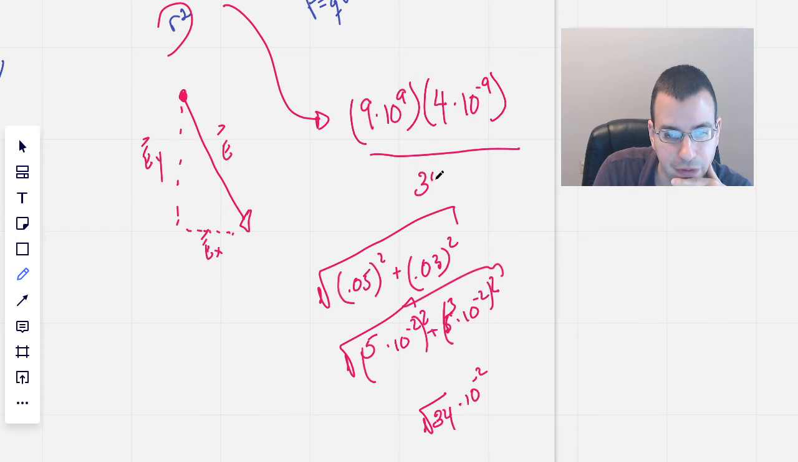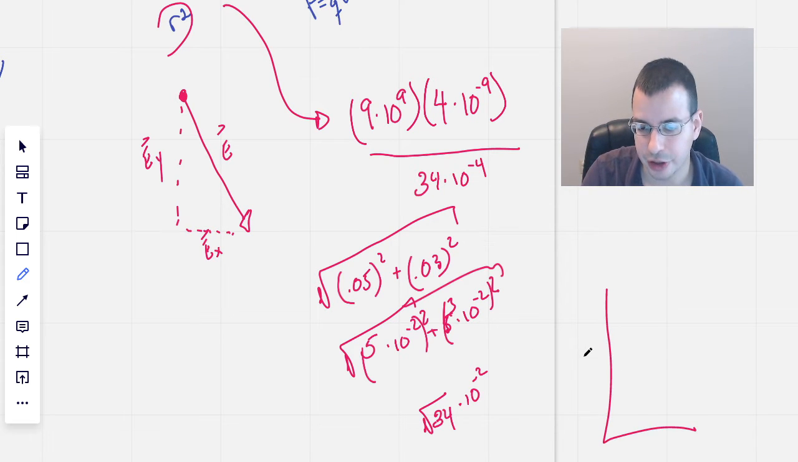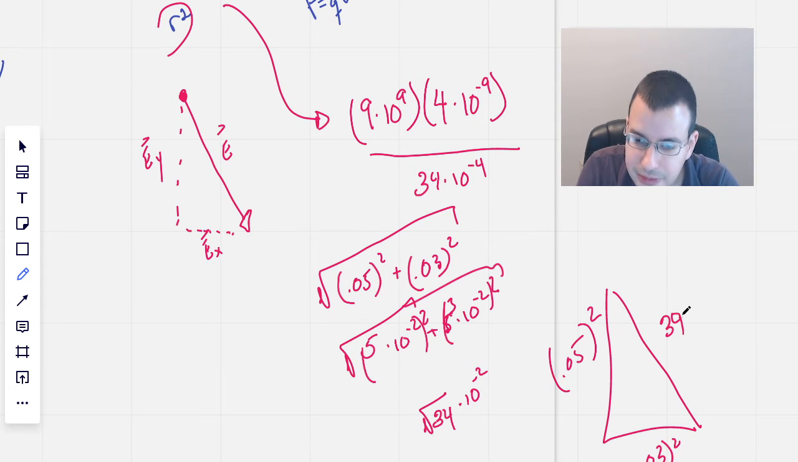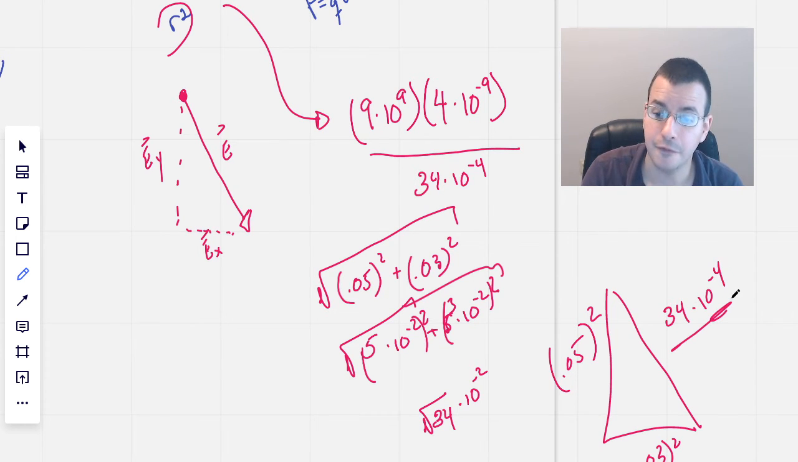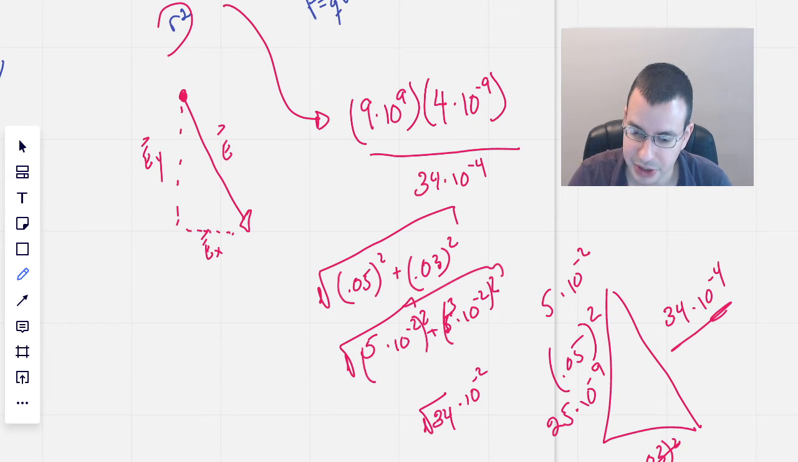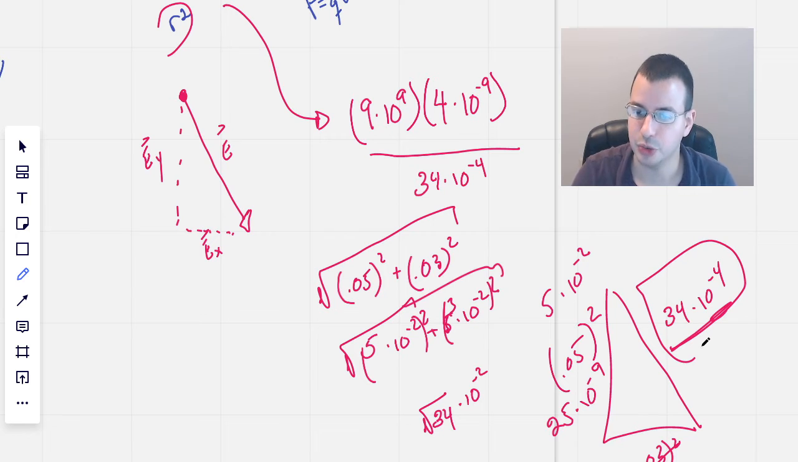So this will be 34 times 10 to the negative fourth. A little bit confusing, I'm sorry. So 0.05, 0.03, square this, and we get the square root of 34 times 10 to the negative fourth. Because this is the same as 5 times 10 to the negative second, and 3 times 10 to the negative second, square both of these. So we have 25 times 10 to the negative fourth, 9 times 10 to the negative fourth, add them together, and this is what we get.